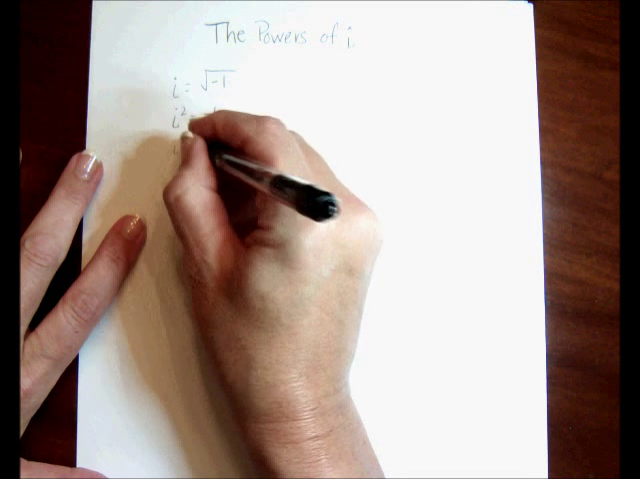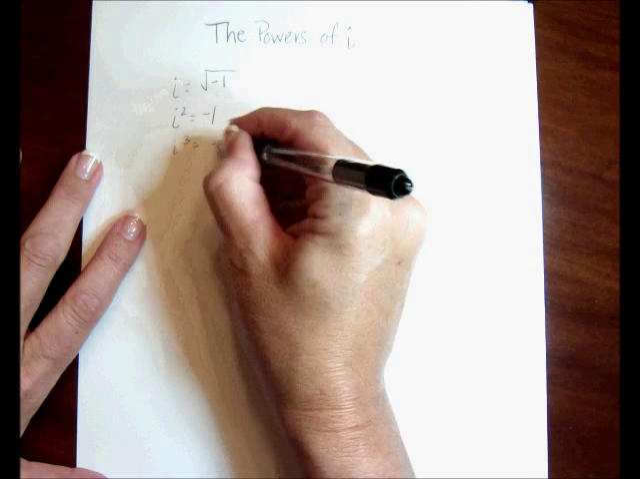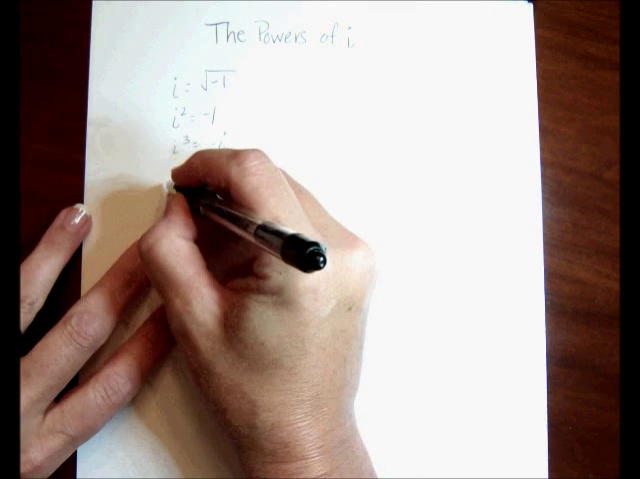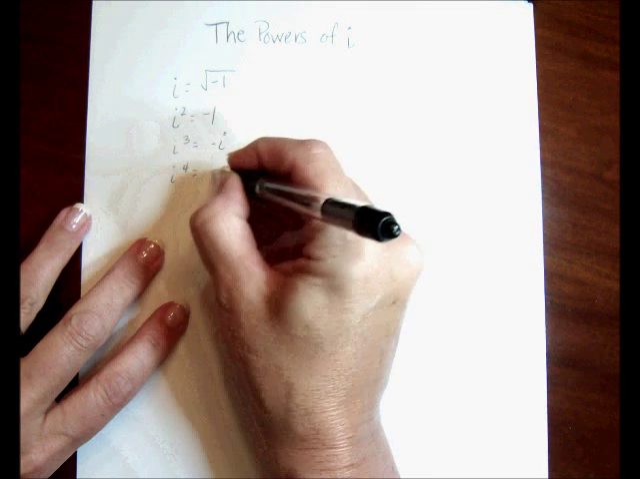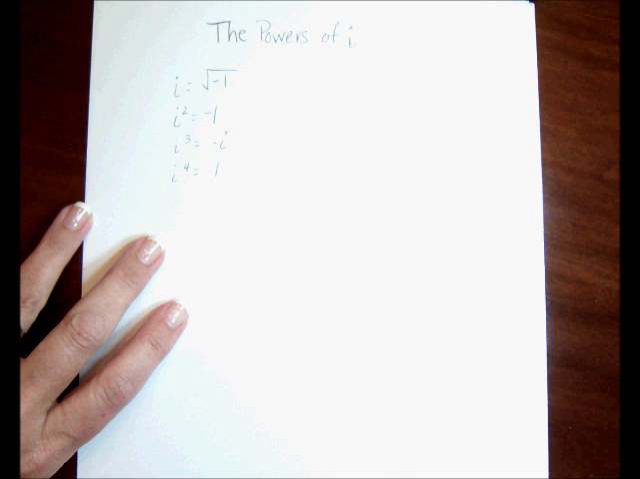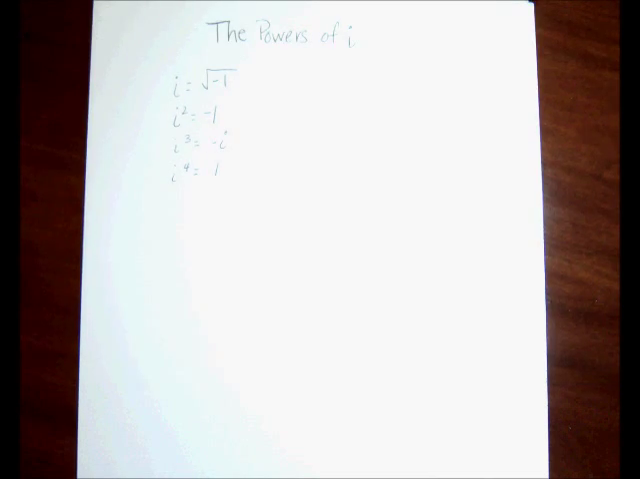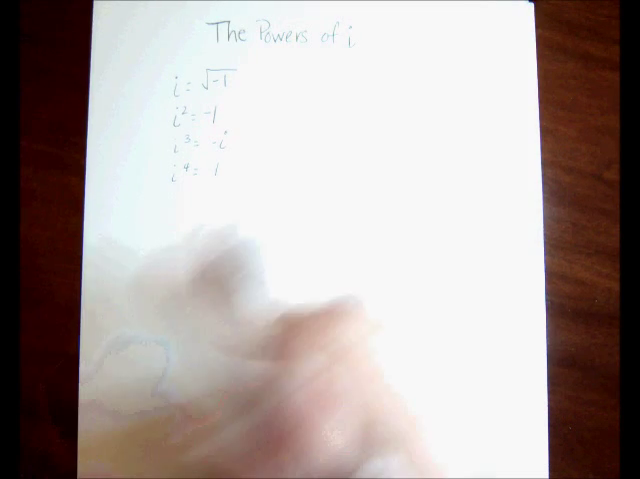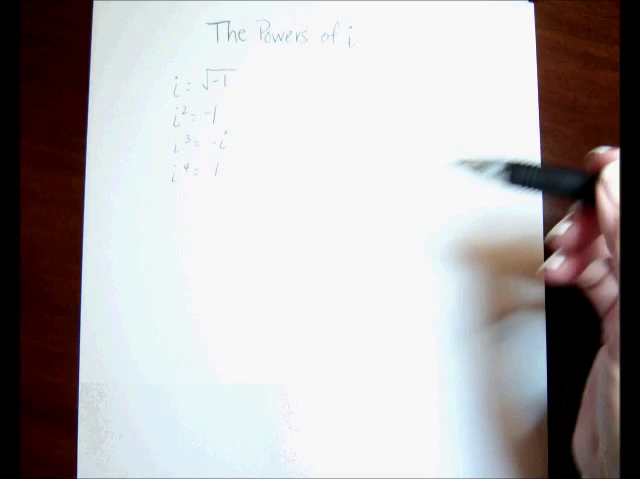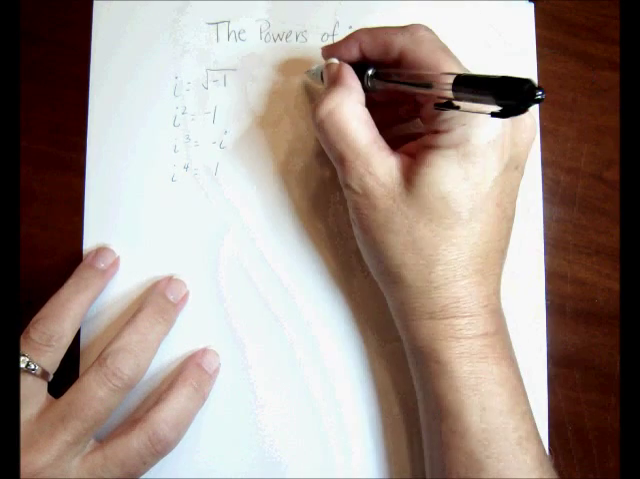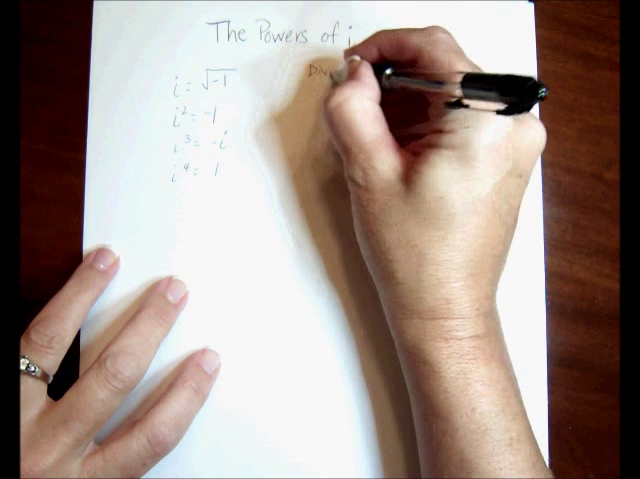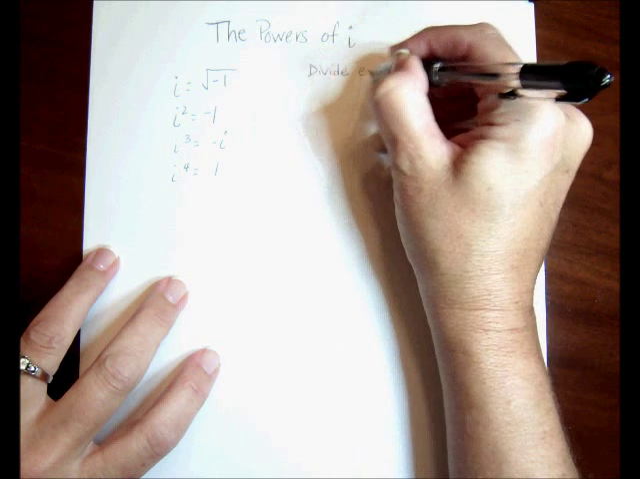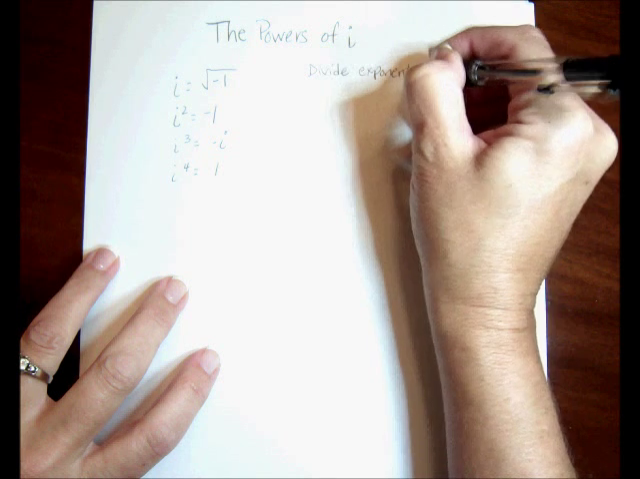If I see i squared, it means -1. If I see i to the third, it means -i. And if I see i to the fourth, it's +1. So this is called the cycle of i. And we can find out if there is ever an exponent that is greater than 4. You can always find out what that is equal to very easily by dividing the exponent of i by 4.